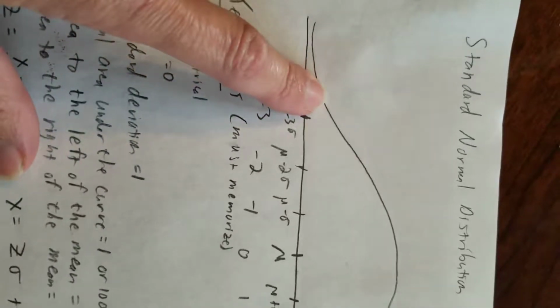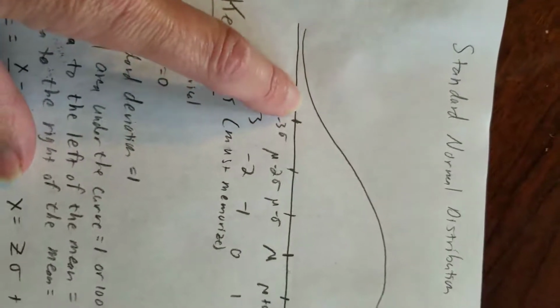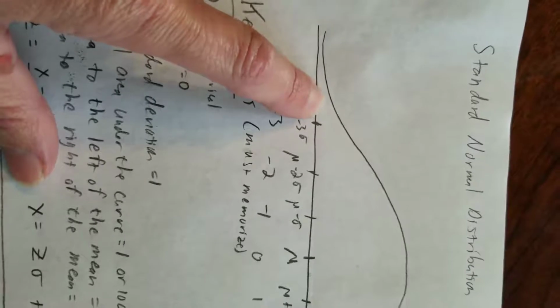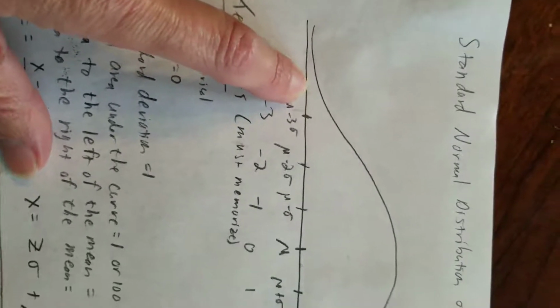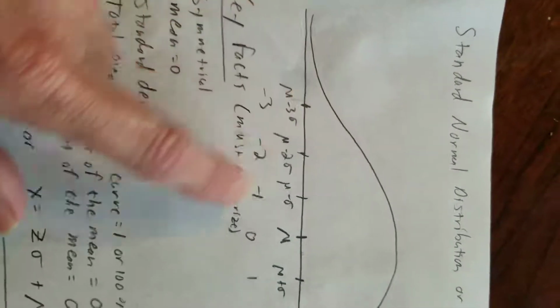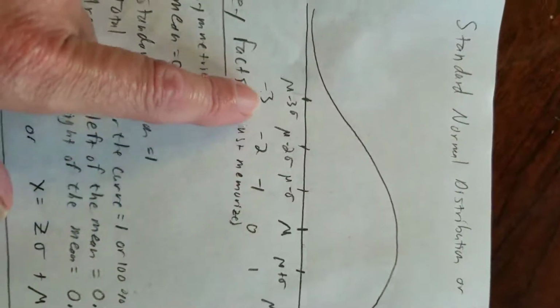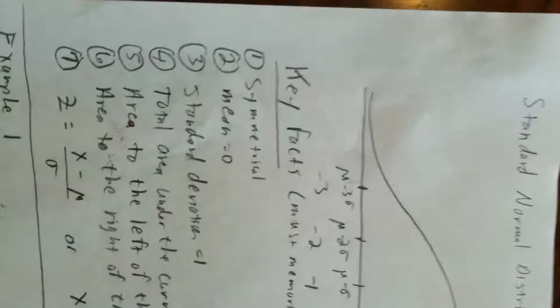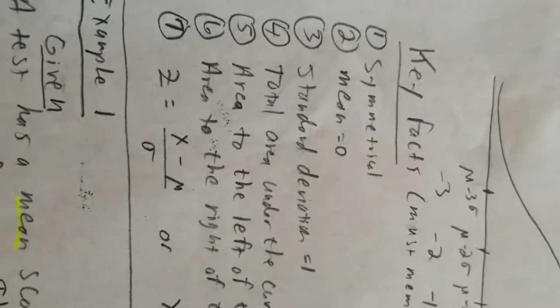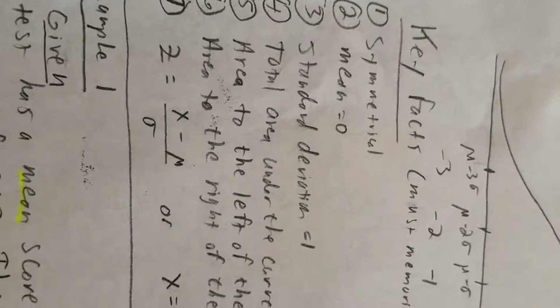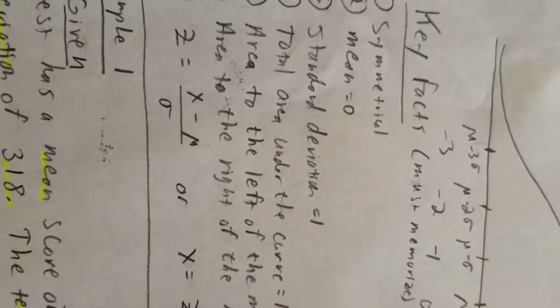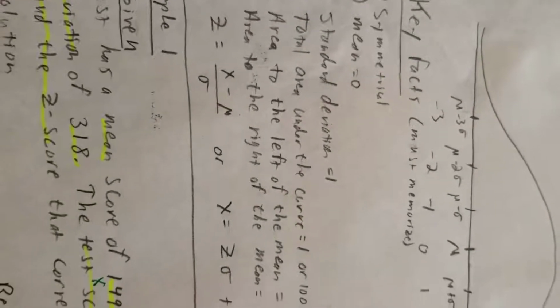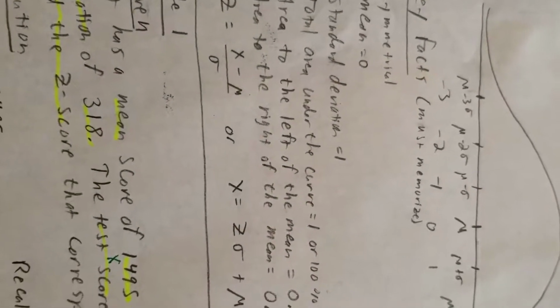And you notice, as you get more than 3 standard deviations away from the mean, the area between the curve and the lines is very little. Beyond 3.5 standard deviations, again, these are the number of standard deviations you've moved from 0, the area under the curve is basically 0. So again, key facts: it's symmetrical. The mean is 0, okay? Standard deviation is 1. The total area under the curve is 1 or 100%.